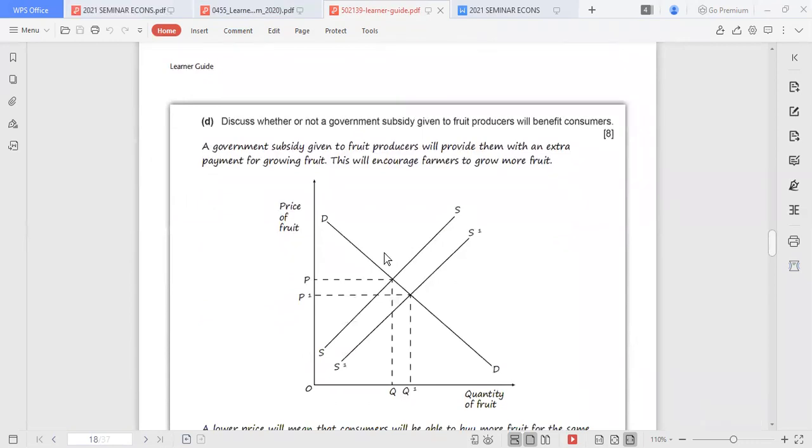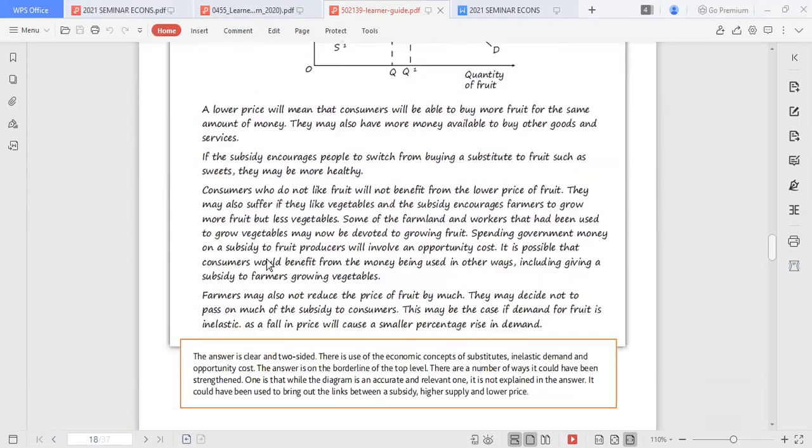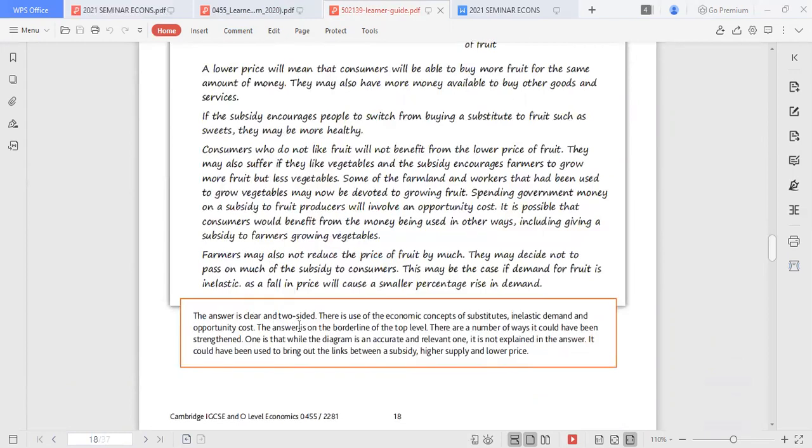And when they say discuss whether or not government subsidy given to fruit producers will benefit the consumers, let's see. The answer is clear and two-sided. There's a use of economic concepts of substitutes, inelastic, and opportunity costs. The answer is on the borderline of the top level. There are a number of ways it could have been strengthened. One is that while the diagram is an accurate and relevant one, it is not explained in the answer. It could have been used to bring out the links between subsidies, higher supply, and lower prices.